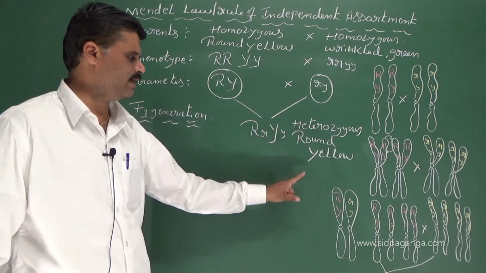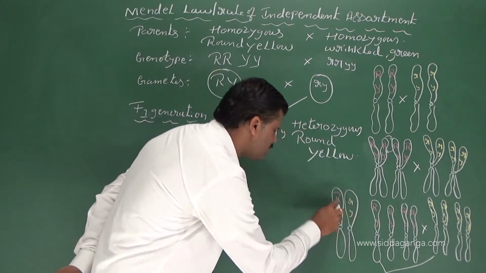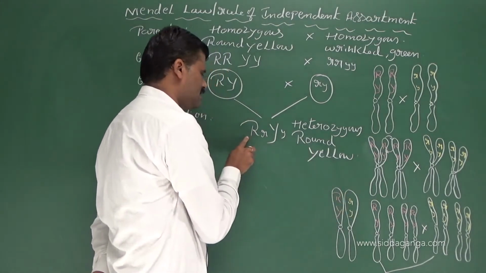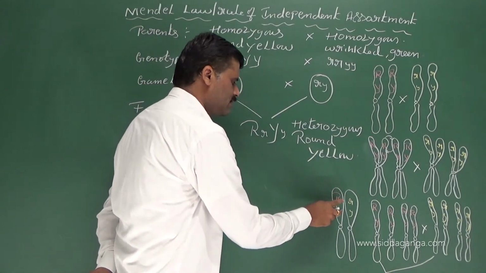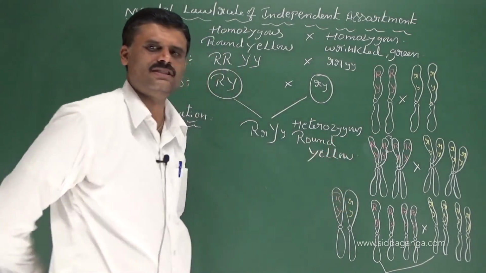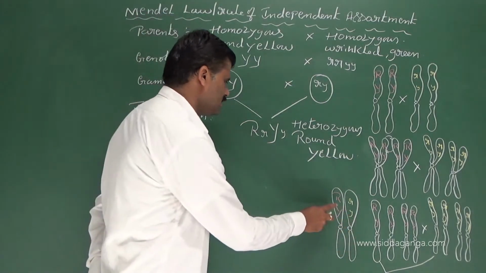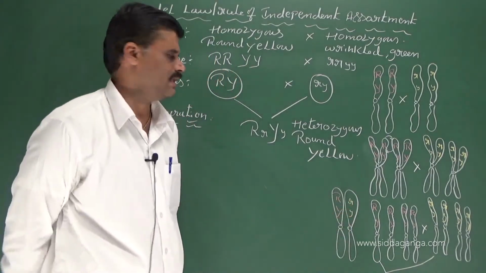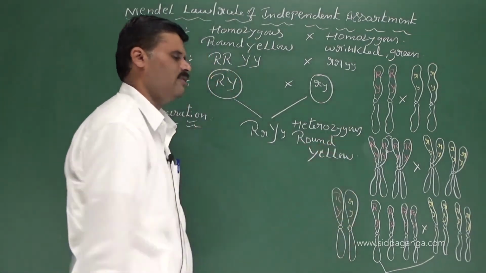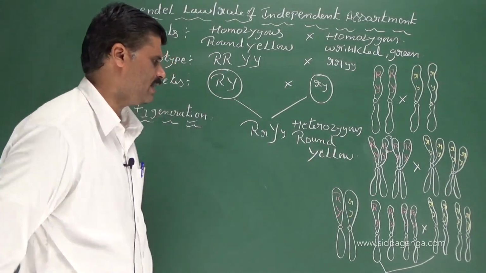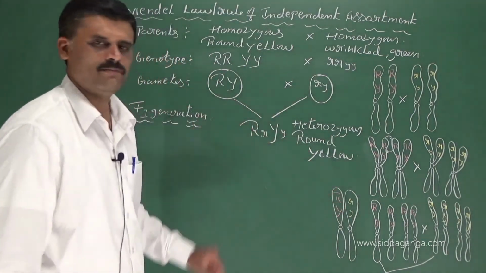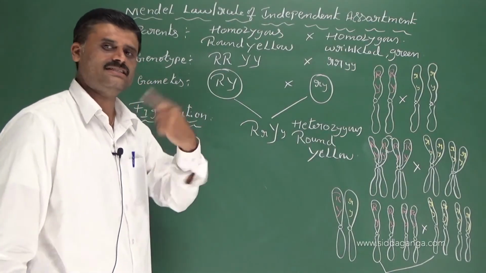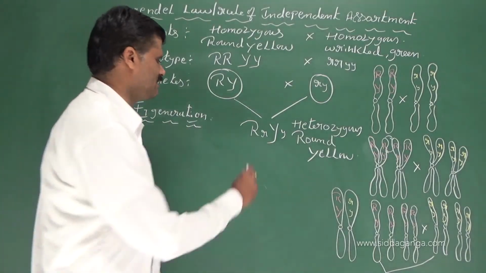Heterozygous round yellow, because the paired gene for the character shape is round, because round is dominant over the recessive gene, wrinkled, and here yellow is dominant over recessive green. Hence the hybrid is round yellow. Even though it contains both the genes of both the parents, only one gene expresses its character, that is the dominant gene, isn't it?